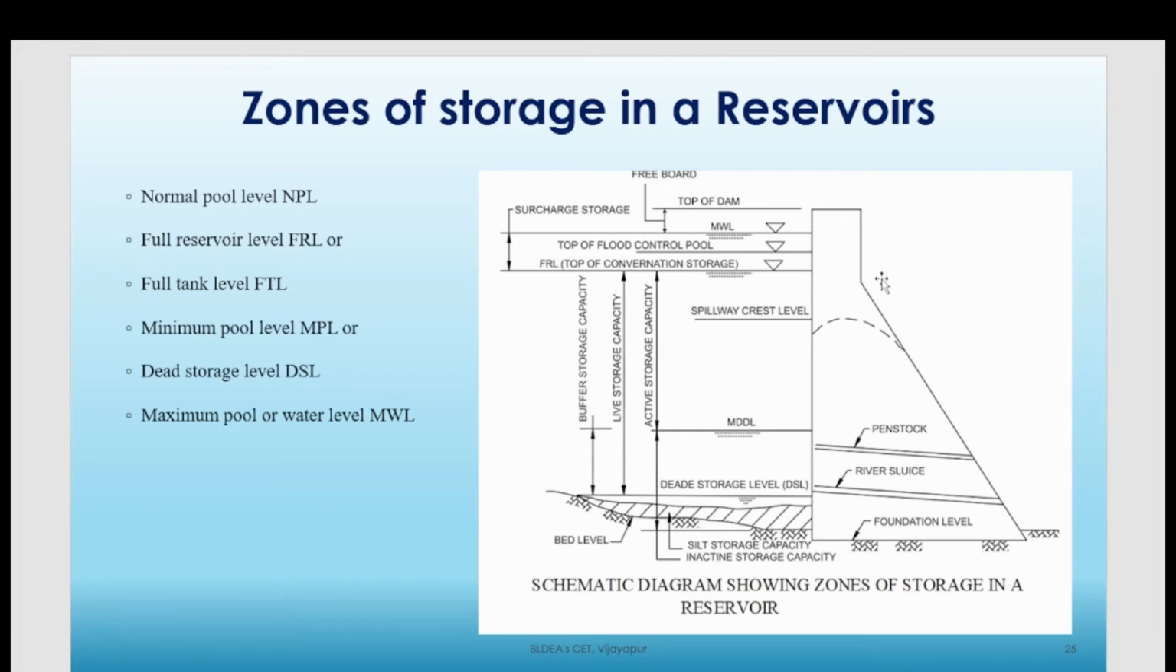Now from FRL to MWL, there is a depth that we are representing here. This is called surcharge storage. Surcharge storage is basically the maximum depth of water that can be disposed of easily. When the water level reaches this FRL, the full reservoir level, and keeps on increasing beyond this level, we'll open the spillway, because the water increased beyond this level is called excess rainfall or surcharge water. So we'll dispose of that surcharge storage.